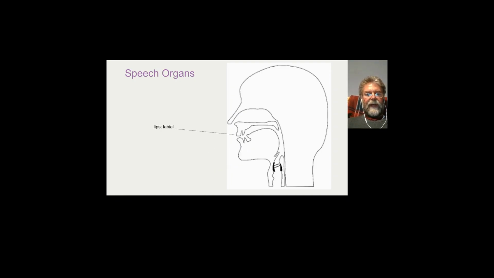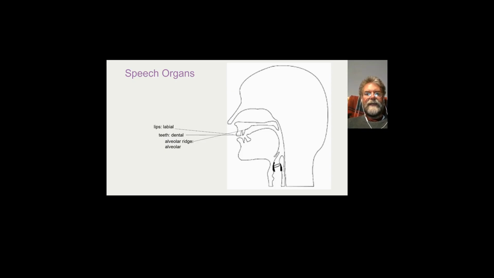Now, other aspects of your speech organs which are used to make sounds are the lips. And sounds which are made using the lips are often referred to as labial sounds, labia being the Latin for lips. Then we've got the teeth, and sounds which are made using the teeth are called dental sounds, from the Latin dentis.